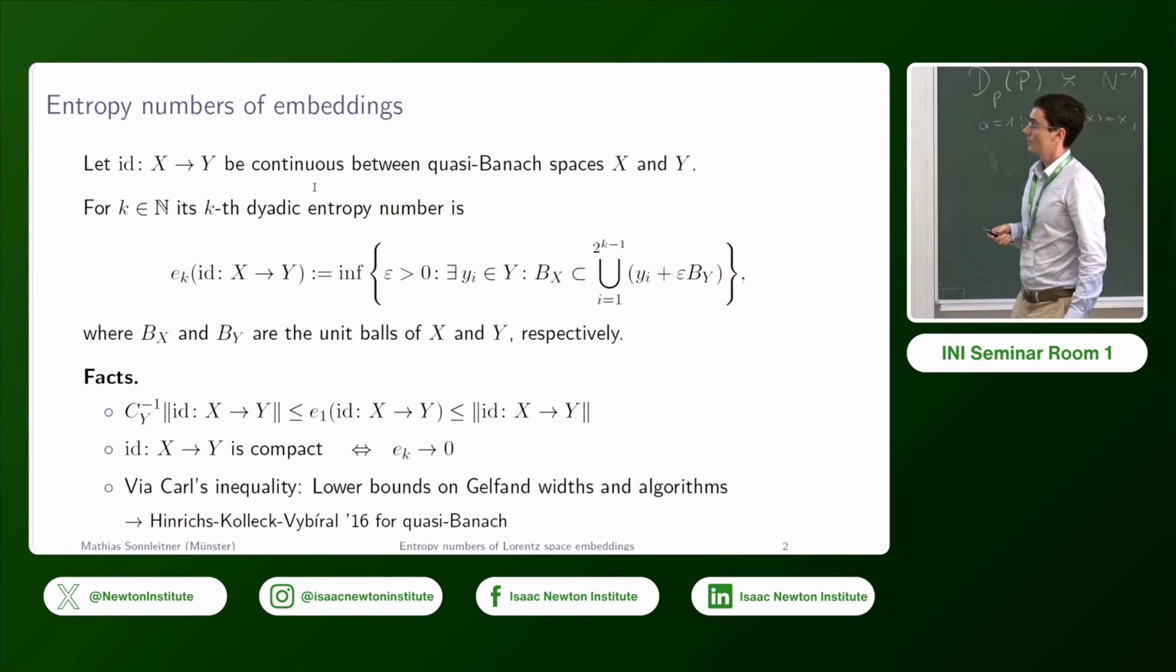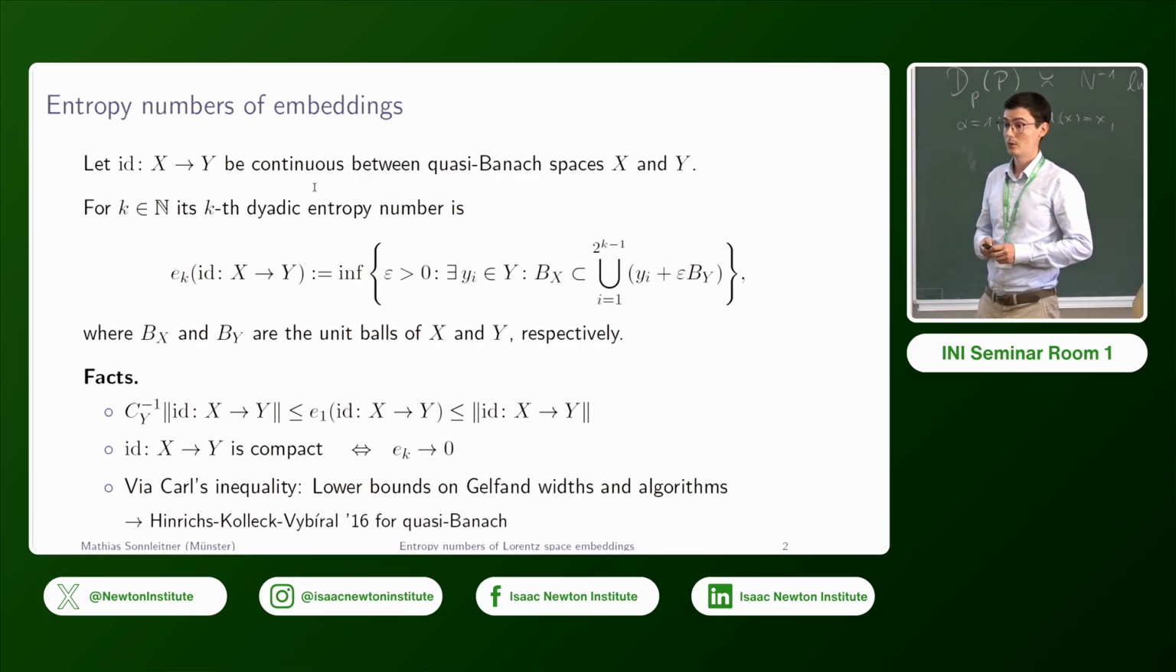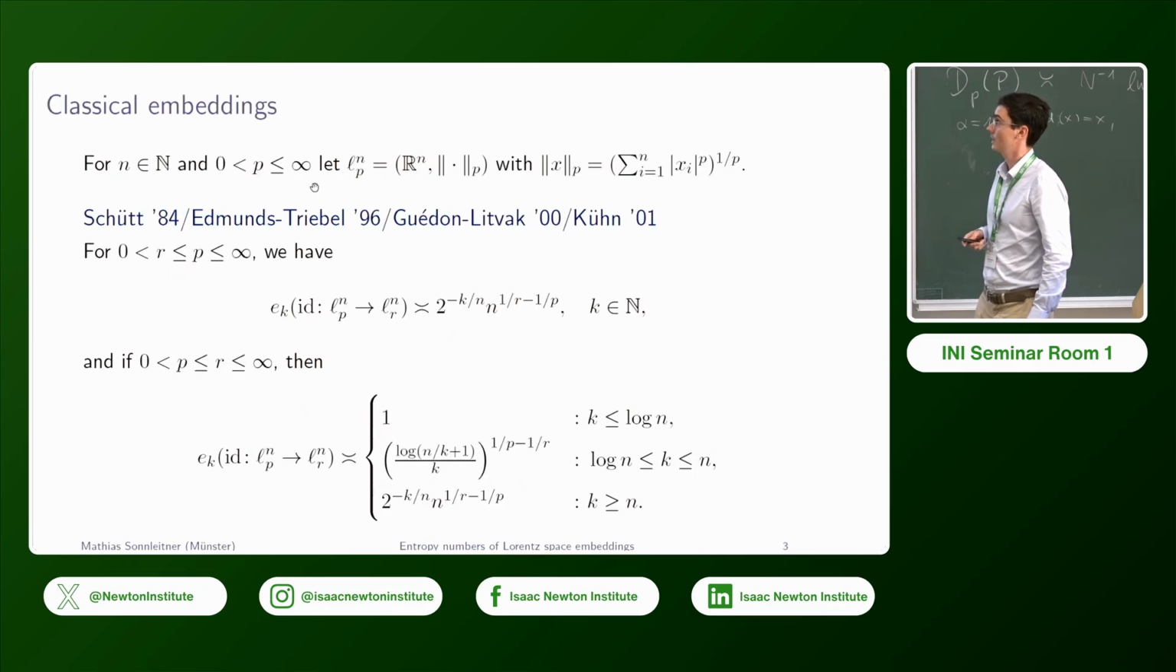So this provides us with some motivation to study these entropy numbers for general embeddings, and I want to focus on Lorentz space embeddings here. Before I present Lorentz space embeddings, let me focus on the more classical case of L_p space embeddings, which are often considered and for which there is a very nice result.